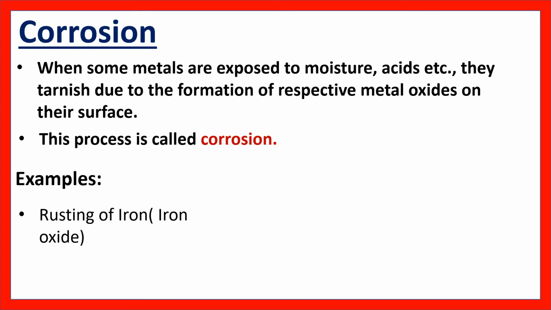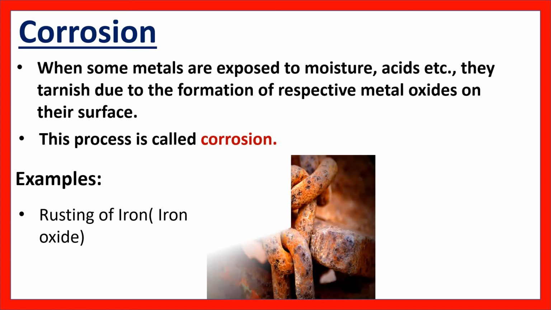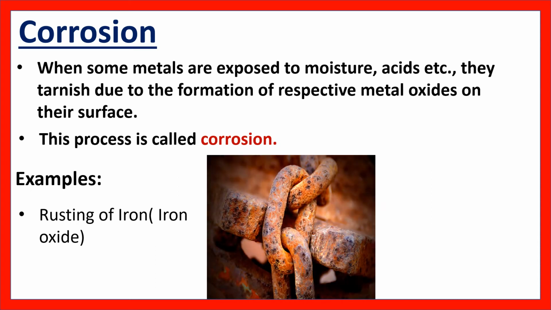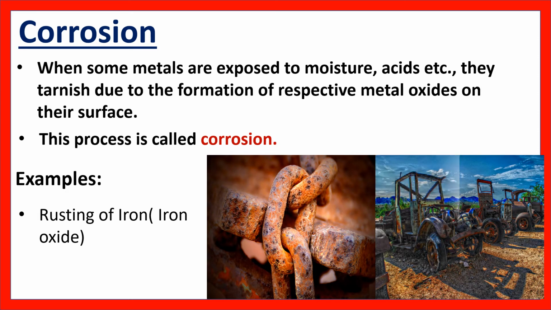Example, rusting of iron, that is formation of iron oxide. You all know about this. When we are keeping our iron items or iron articles in the air, then we will see that after some days they will become like this. A layer is formed on the iron articles forming iron oxide.